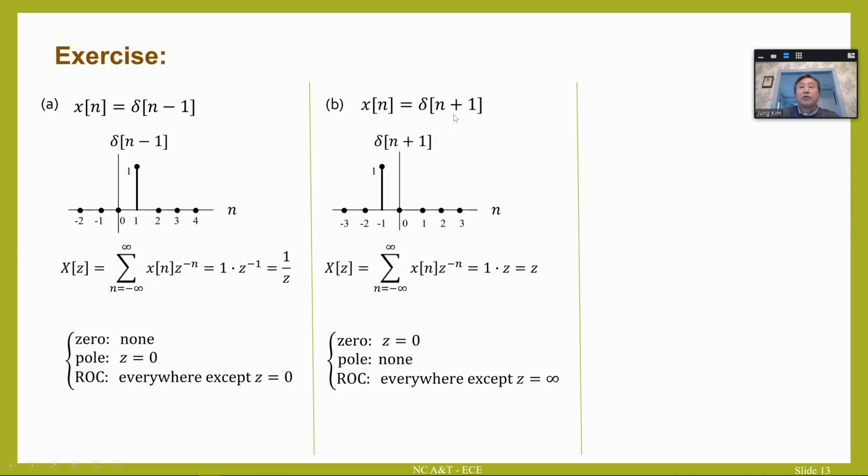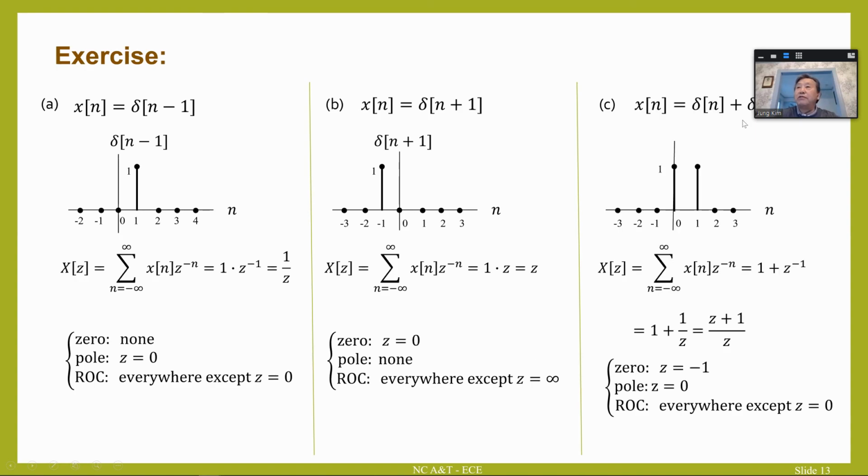Okay, what about this one? This is a single value at n equals minus 1. So x of minus 1 is 1. G to the minus negative 1 gives G. So this is G. In this case, the zero is at G equals 0. The pole is none. And everywhere except this, if G is infinity, then it's going to go to infinity. So except G equals infinity.